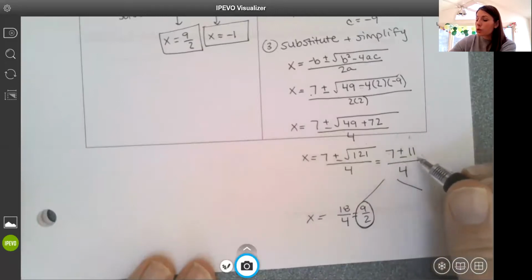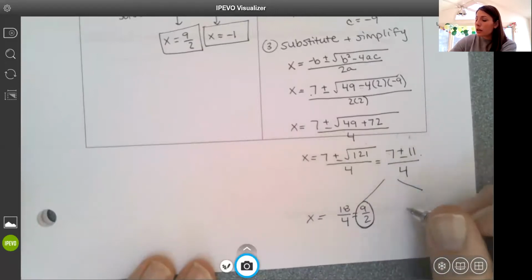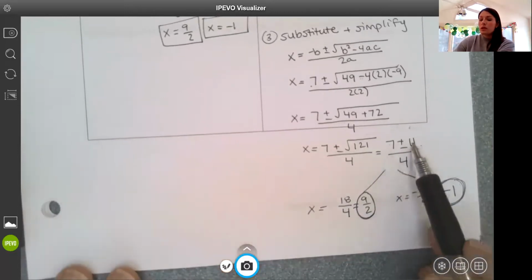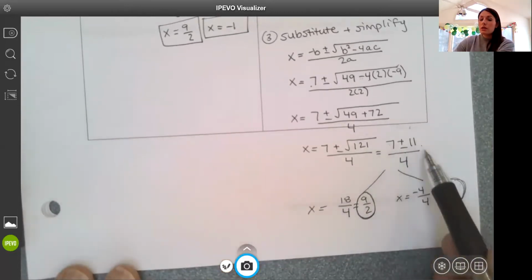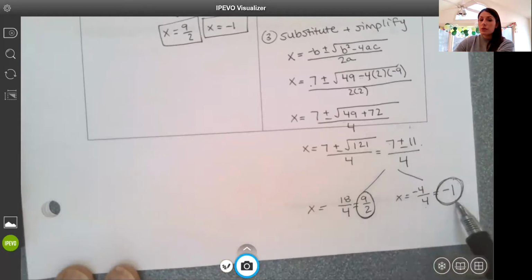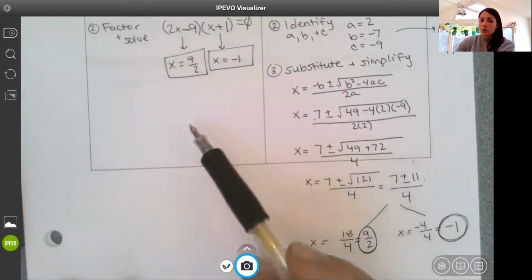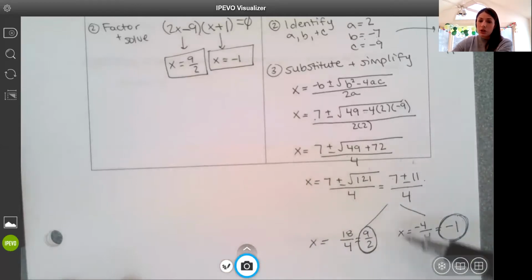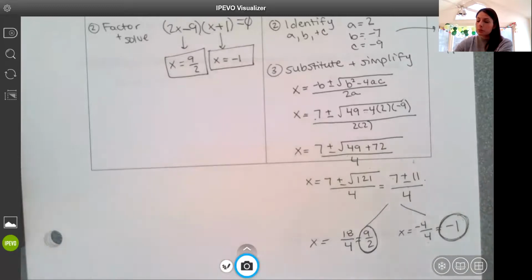And 7 subtract 11, giving me negative 4 over 4, simplifying to negative 1. Okay, 7 plus 11, 7 minus 11. There are my two answers. Same answers, right? Should be the same answers. It's the same quadratic. This took us a lot longer, but it was also the first time we went through the formula. Once you get used to using the formula, it's pretty quick.